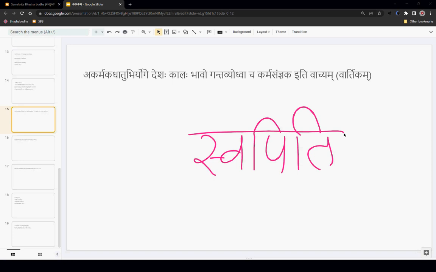Okay, Mahoday. So udaharanam, let's say Swapiti. Generally, like Shete, right? Shete, Swapiti, nidrati. So these are all similar synonymous verbs. So they are all akarmaka, right? Like when I say Shete or Swapiti, kutra swapiti, where do you sleep? Not what do you sleep. Right? Where do you sleep?